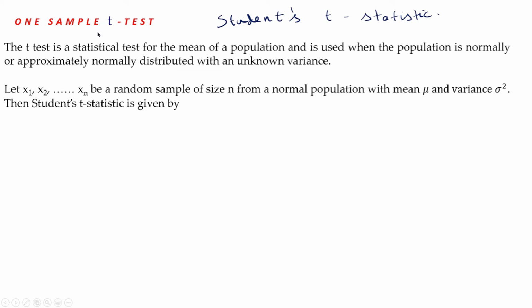This one sample t-test is used to test whether the mean of a population parameter is equal to some value or whether there is any significant difference between the mean of the sample and mean of the population. So for these purposes, one sample t-test is used. And the assumption that is made is that the population is normally or approximately normally distributed with an unknown variance. If this is the case, then we can use one sample t-test.